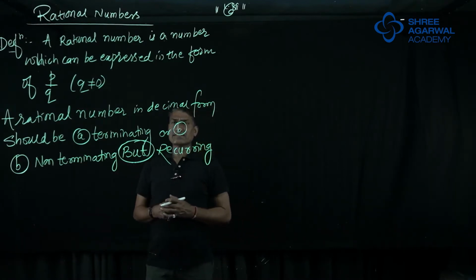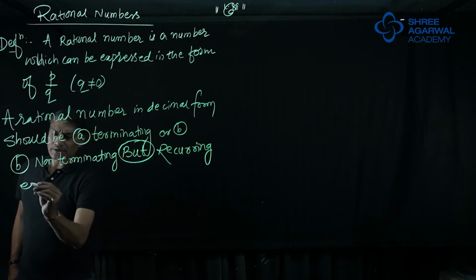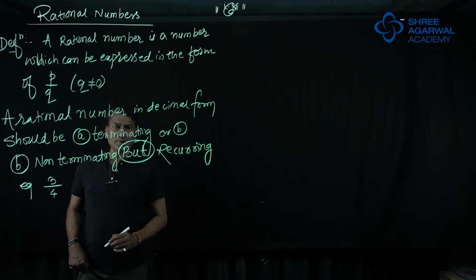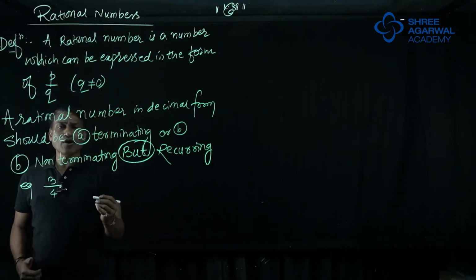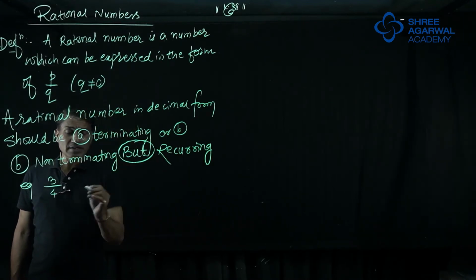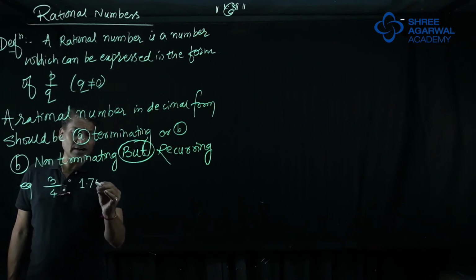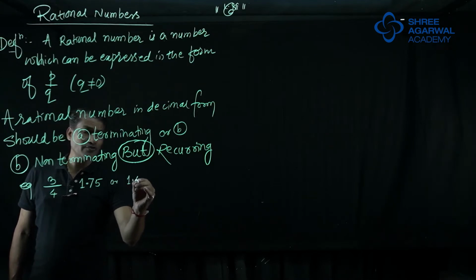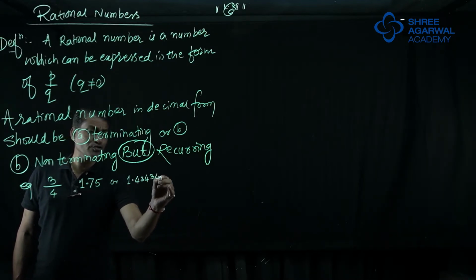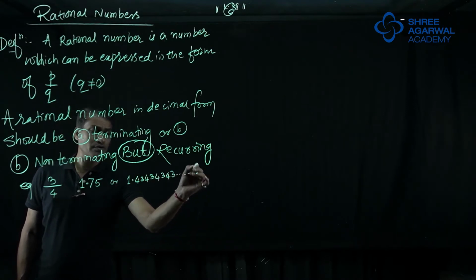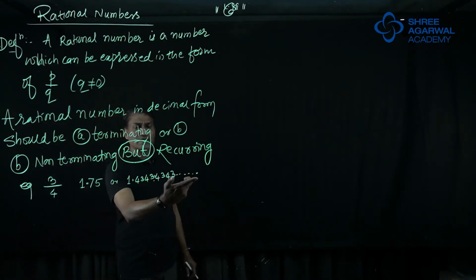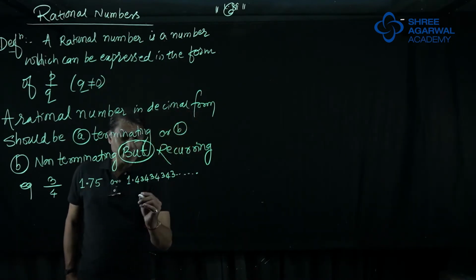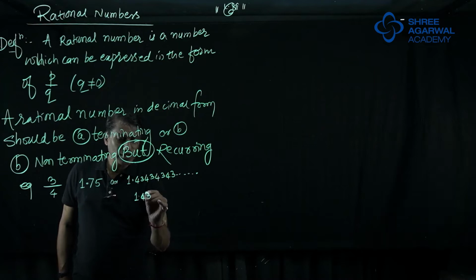Let me take an example. For example, 3 upon 4. It is in the form of P upon Q. But if I give you a decimal form of this type, then it may be either 1.75 or it can be 1.43434343 dot dot. Now this dot dot shows that it is not terminating, but 43 is recurring. So this can be written as 1.43 bar.